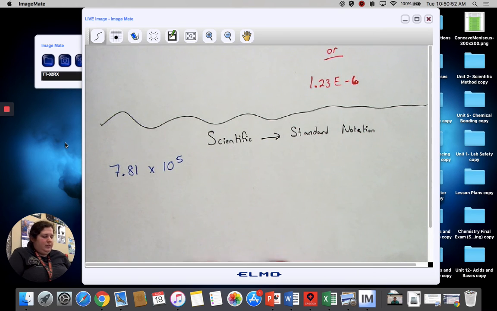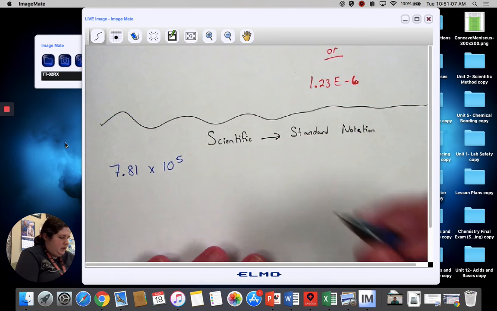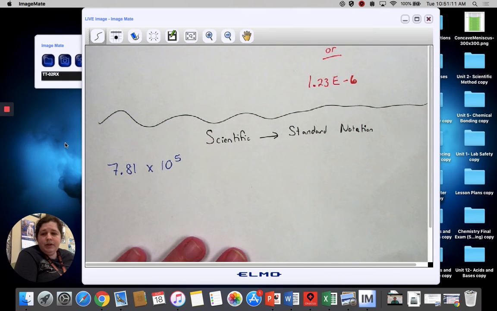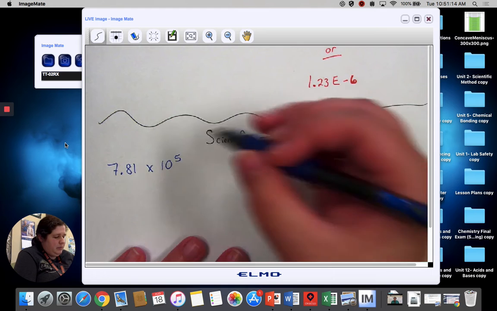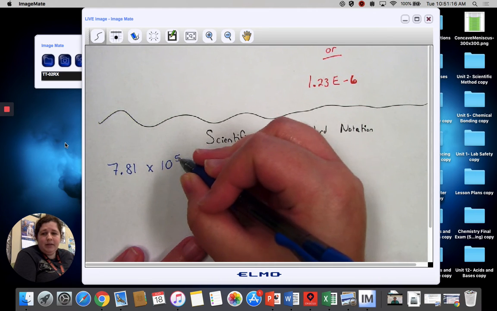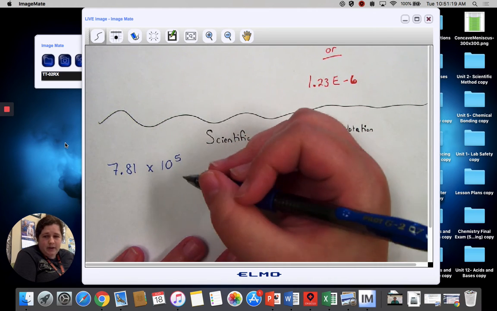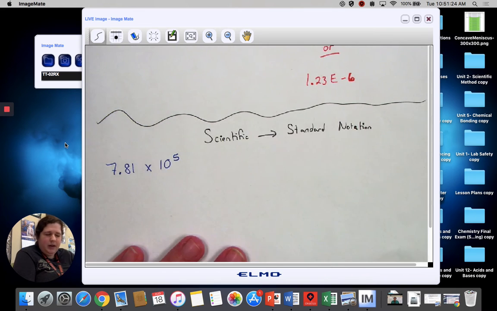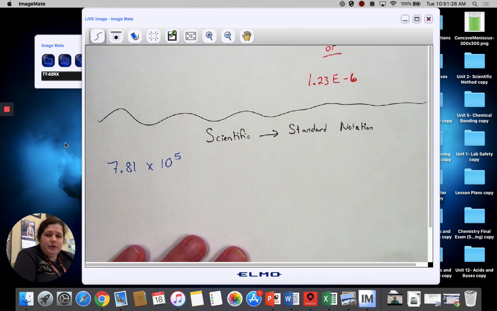Okay? This method is kind of confusing for people that aren't used to it. It's confusing for people that are used to it. So maybe I want to put this back in standard notation. Maybe I'm trying to do a report and it's just easier that way. Whatever. Okay, so to do this, we're just going to go in reverse. Now remember, positive exponent means it's going to be a big number. A negative exponent means it's going to be a small number. So think about what direction you're going to go before you start moving.